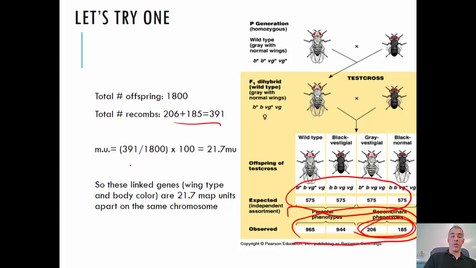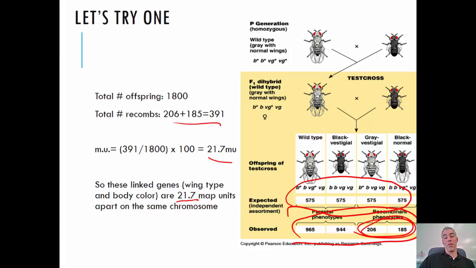You take 391 divided by the total times 100, and that gives you 21.7 map units, or centimorgans, which is, remember, Morgan's the one that determined this. So he did sex determination, and he also did linkage. So these linked genes are 21.7 map units, which, remember, is just a unit that measures their crossing over frequency.